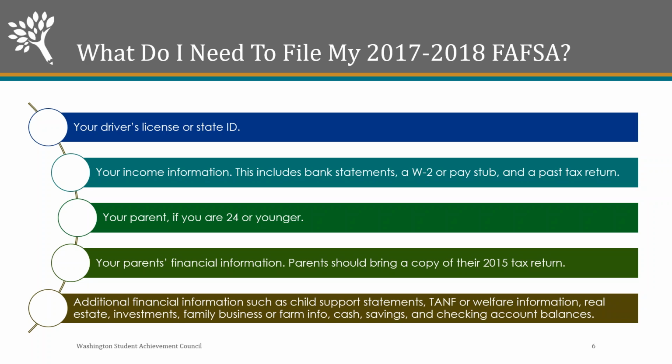Your parents' information will include their 2015 tax returns and additional information such as child support payments or statements, TANF information, real estate investments, family business information or farm info, and then they'll also need to know how much cash, savings and checking they have in their accounts. They will ask those on the FAFSA as well. Also, to sign the FAFSA, both the student and the parent are going to need to get an FSA ID, and that is the ID that makes sure the information is secure and is also the way to sign the FAFSA.